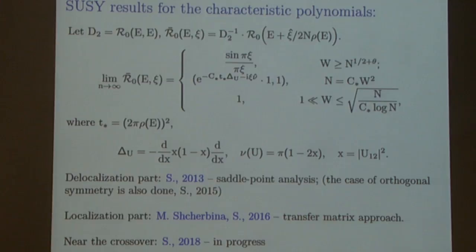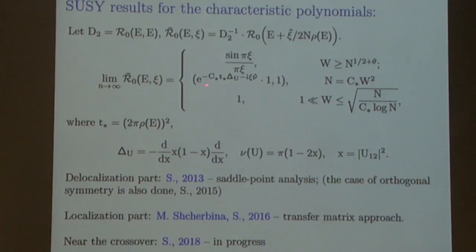Okay, so let me now state this result for characteristic polynomials. The result is the following. Assume that we consider the correlation function of characteristic polynomials, and we normalize it by some constant. Then, if the size of the matrix tends to infinity, we can have three different behaviors. The first behavior, if W is bigger than square root of n, gives you the sine kernel, which is the same as you obtain for the Gaussian case. If W is smaller than square root of n, then this limit will be just 1. And in between, if n is proportional to W square, what you get is the following thing.